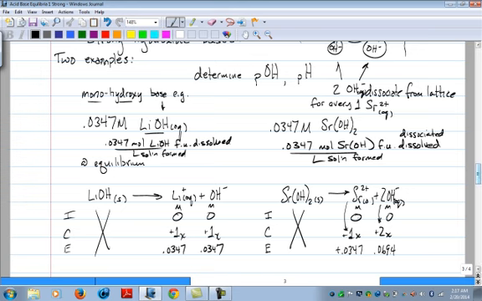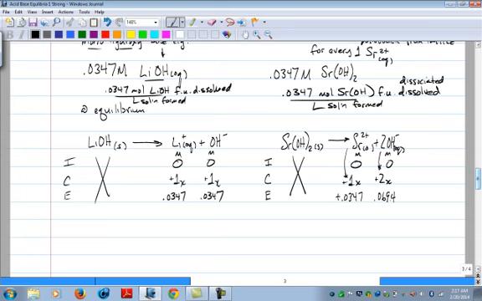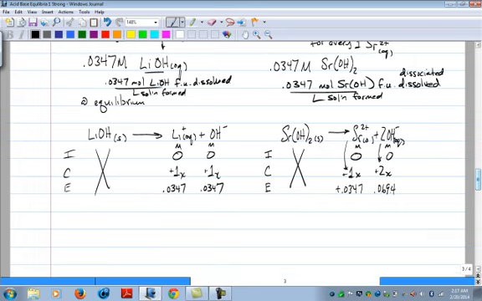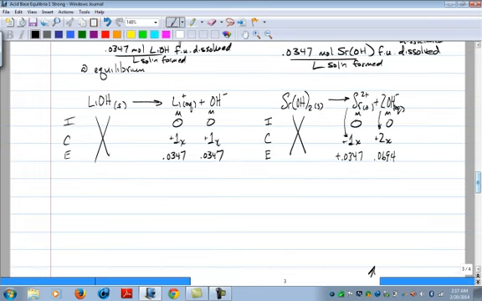And that doesn't have to be a saturated solution necessarily. It could be. If you tried to dissolve more than the amount of solid that could dissolve at the saturation point, any excess lithium hydroxide or strontium hydroxide would just go to the bottom of the beaker eventually.